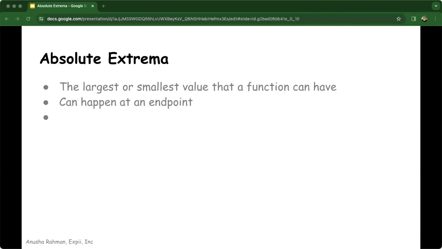The absolute extrema, in contrast, are the absolute maximum and absolute minimum values that a function can take. We can also think of these as global extrema. Absolute extrema can happen at an endpoint, while relative extrema cannot happen at an endpoint.